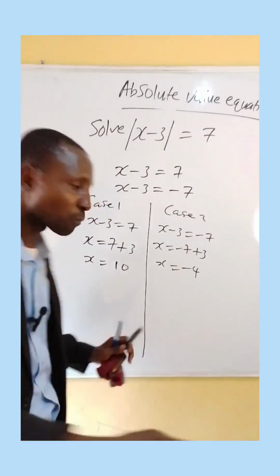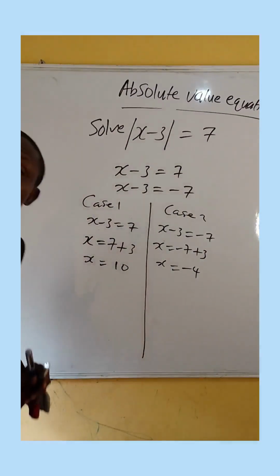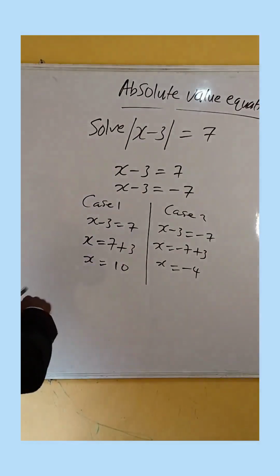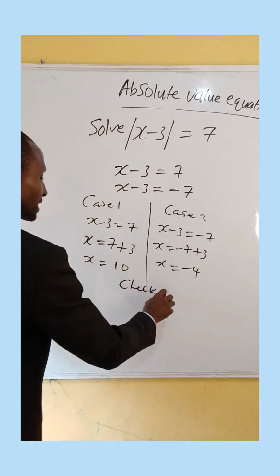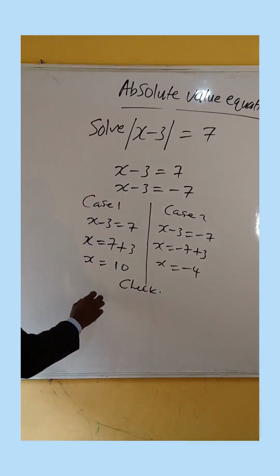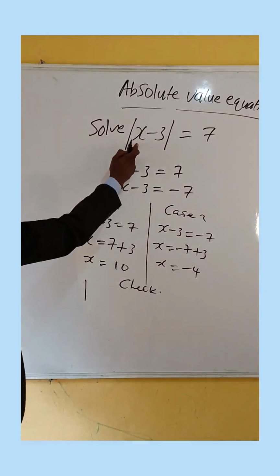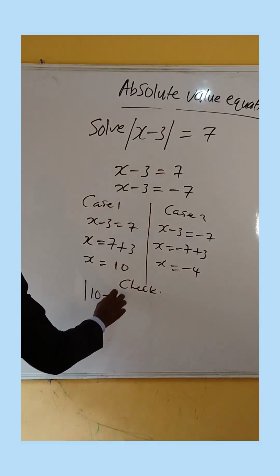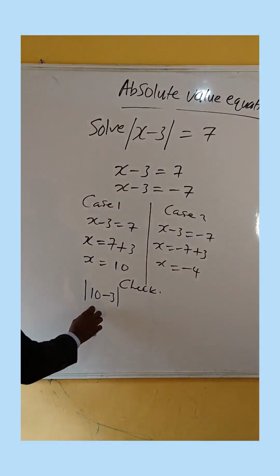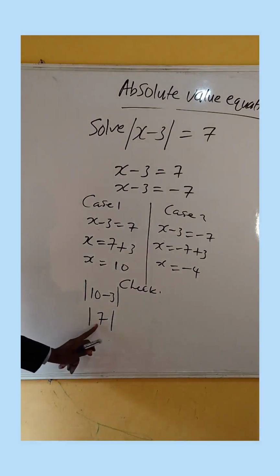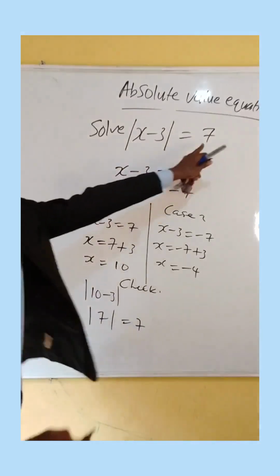Now, the question you ask yourself, which of these two will be the solution? We have to check. Let us check now. Don't forget our absolute value for this. This is absolute value, and x is now 10. So 10 minus 3. What do I have? That is the absolute value of 7. And we all know that the absolute value of 7 will give us 7, which is correct.